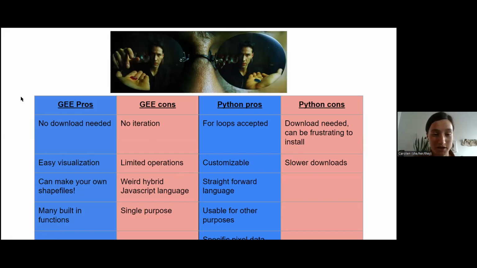You can also make your own shapefiles in a bunch of ways, with built-in functions that can be very convenient. Some of the cons of Google Earth Engine include the fact that there's no iteration. So if you code at all, you have probably encountered a for loop. There is not a way to do traditional for loops in Google Earth Engine. So that means if you have more than one site that you're trying to do, this might be a little complicated.